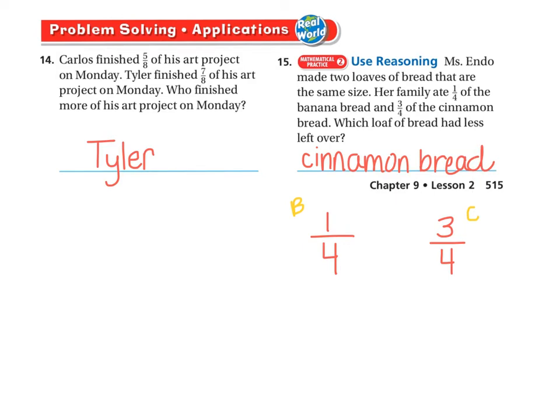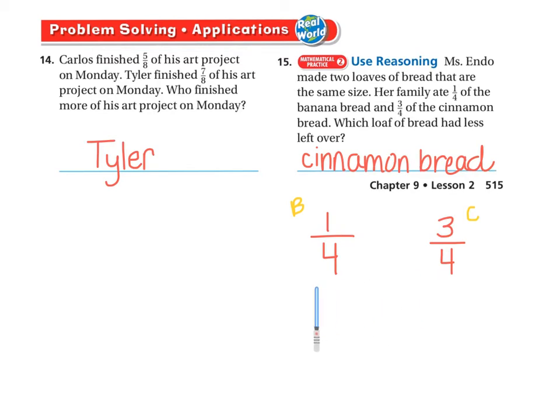So I'm not looking for the lower fraction. We're looking for the amount that had less left over. So when I look at my fractions, I see the same denominator, they're both 4. So I know I can just look at the numerator. I have 1 and I have 3. 3 is greater. So 3 is the greater fraction.